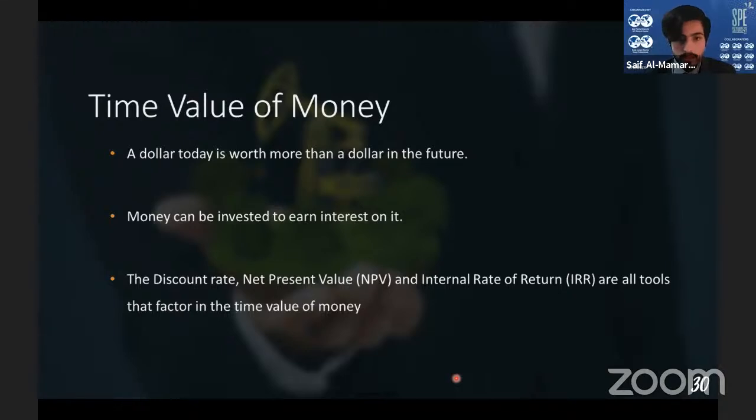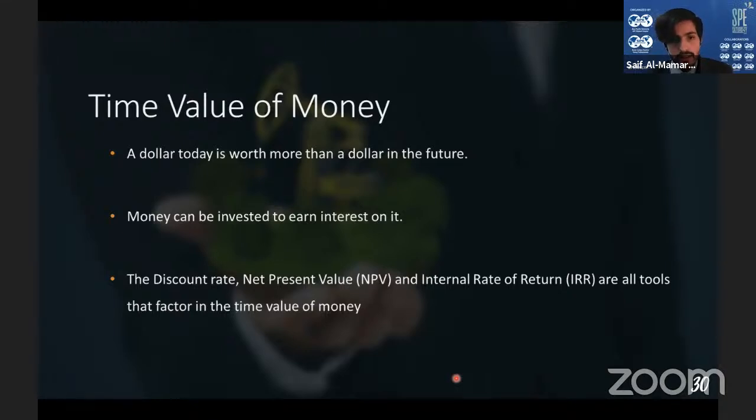Because a dollar today is worth more than a dollar in 10 years, I want to make a return out of that dollar that I'm giving up today. It becomes worth it because money today you can earn interest on, whether it's in a bank, or you can spend it on something else. So if you're going to invest it in an oil concession, you're expected to get a return out of it. The discount rate, net present value, and the internal rate of return, IRR, are all tools that factor in the time value of money.